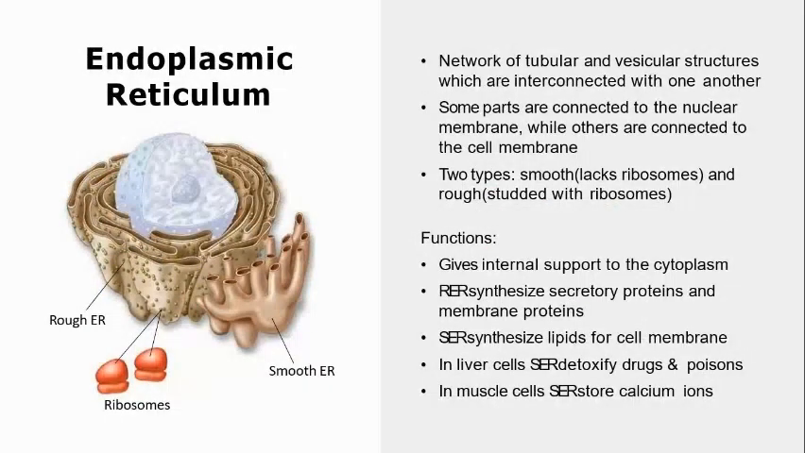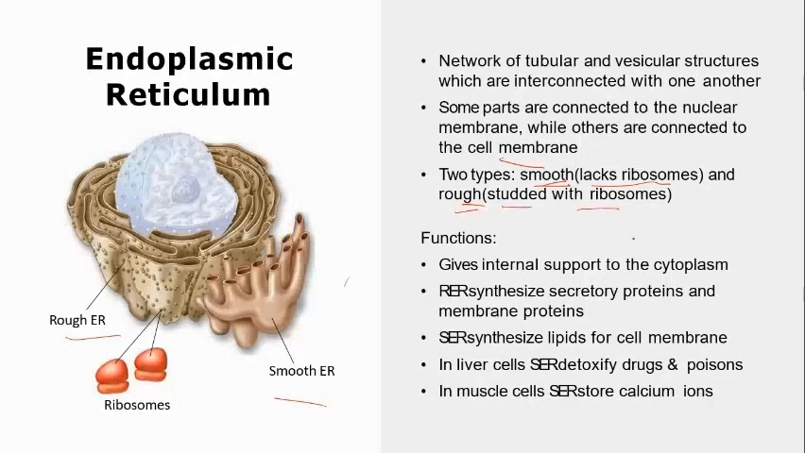The endoplasmic reticulum. We have two types, the rough ER and the smooth ER. The ER, or endoplasmic reticulum, is a network of tubular and vesicular structures which are interconnected with one another. Some parts are connected to the nuclear membrane while others are connected to the cell membrane. The two types are smooth, in the sense that it lacks ribosomes, and rough, because it is studded with ribosomes.